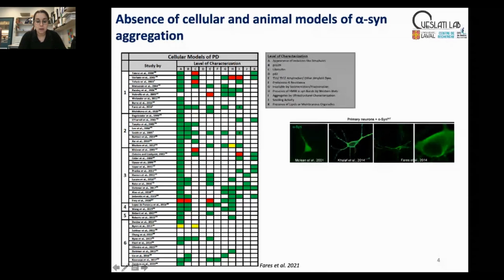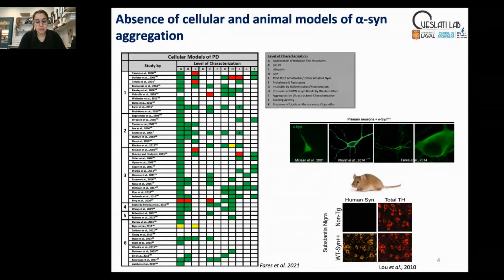As you can see here from this representation, when overexpressing alpha-syn, there's no inclusion formation. So there's no true recapitulation of aggregation formation in the cells. This is also evident in vivo as well. So this presents the lack of proper modeling and therefore lack of proper understanding of how alpha-syn is involved in the aggregation and PD pathology.